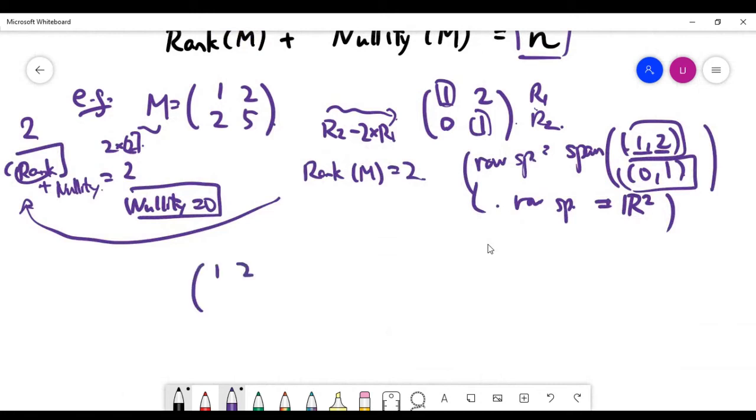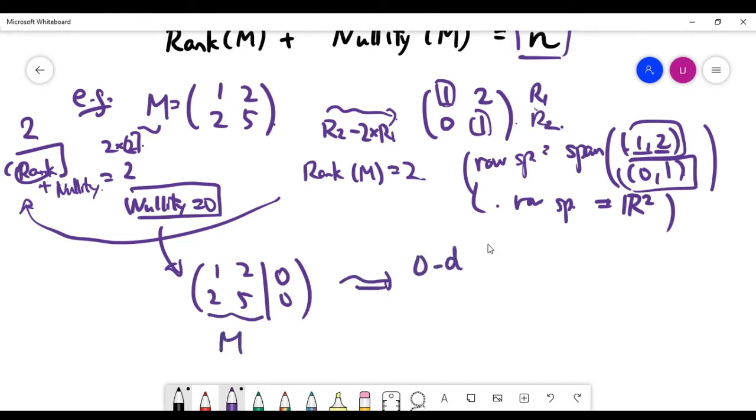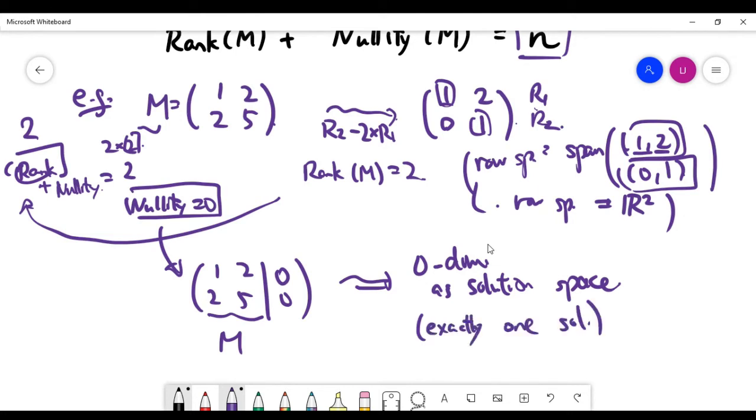So I'm saying that this fact basically means the homogeneous system formed by using M as the coefficient matrix must have a 0 dimension as the solution vector. So it means we don't need any parameter to write all the solutions down equivalently. We can say that this system must have exactly one solution. And in the homogeneous case where the right-hand side is all 0, exactly one solution basically means the solutions of the two variables must be 0.